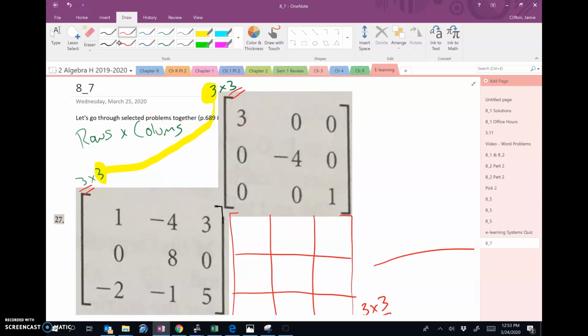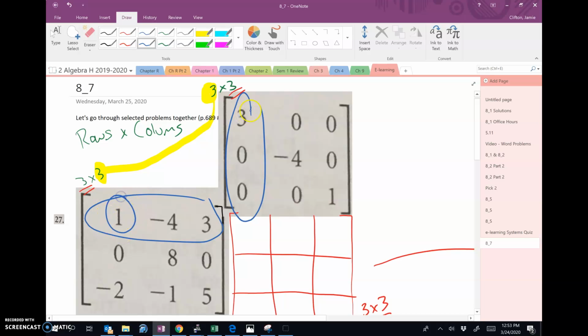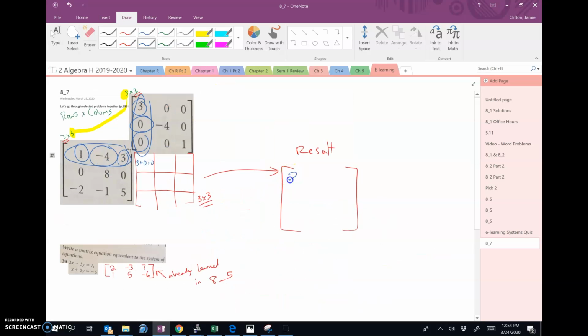Looking at row 1 times column 1, you look at the first entry times the first entry. 3 times 1 is 3. Plus, you look at the second entry times the second entry. -4 times 0 is 0. Plus, third entry times third entry. 3 times 0 is 0. Okay, so that means that we have an answer for the first spot of our matrix. It's 3. 3 plus 0 plus 0 is 3.